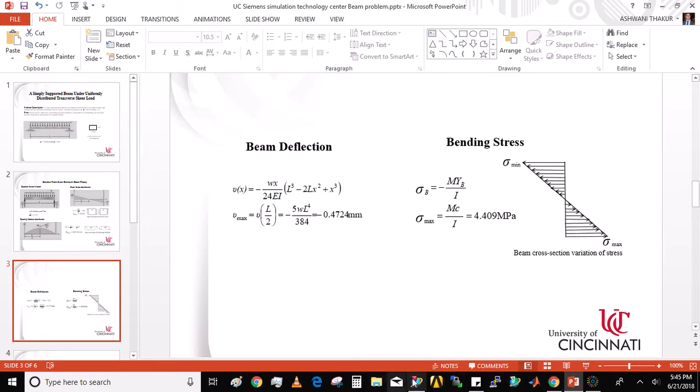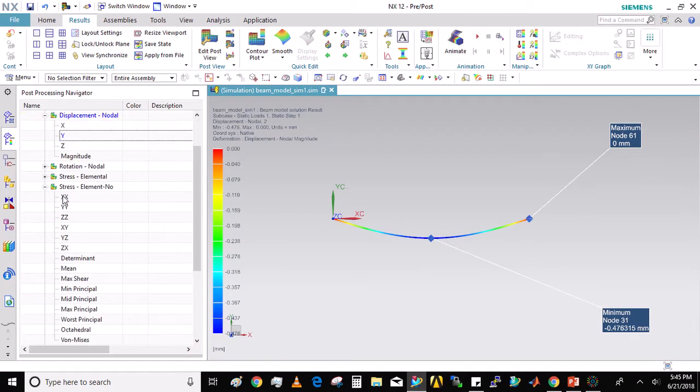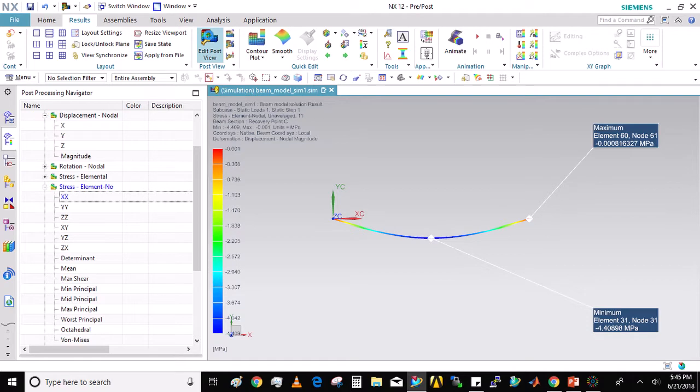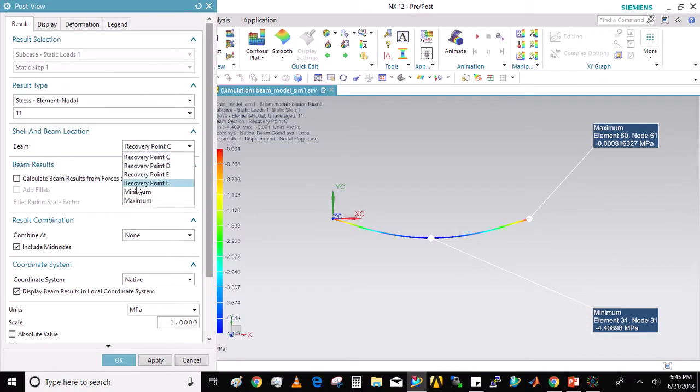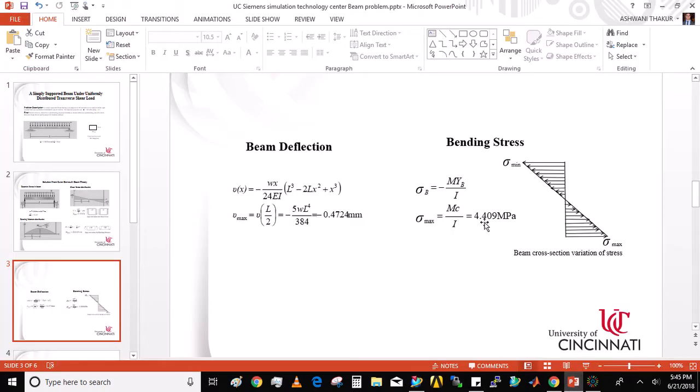Again, for the bending stresses, you can see. If you go to stress XX and the edit post view, you give it a maximum recovery point and node average. You can see that the value is 4.409 megapascals at the center of the beam. If you now compare it here, it is almost the same, 4.409.